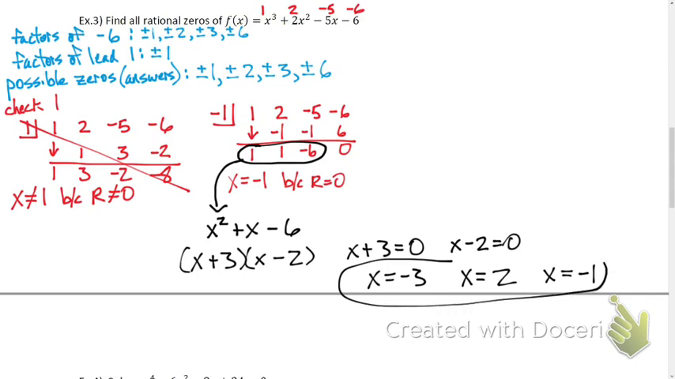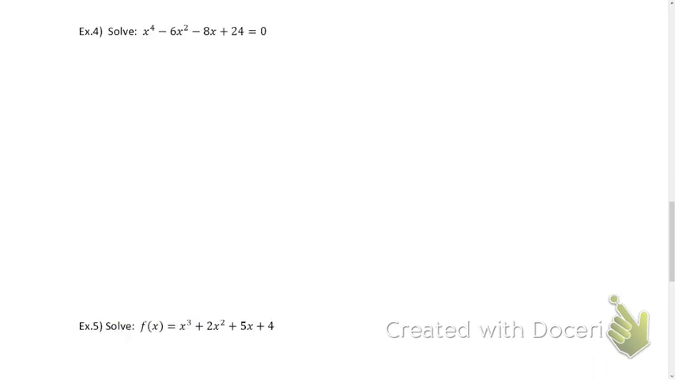All right? So that's one way to approach this, just literally guessing and checking. I'm going to show you another way on number 4, a little faster. So on number 4, we have x to the 4th. That means there could be 4 answers on this one.